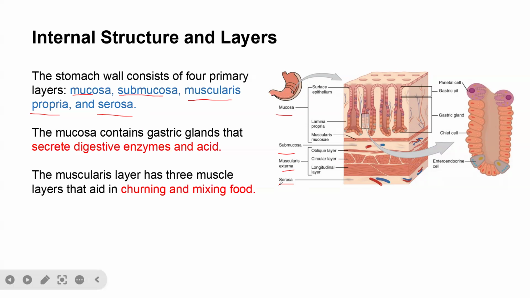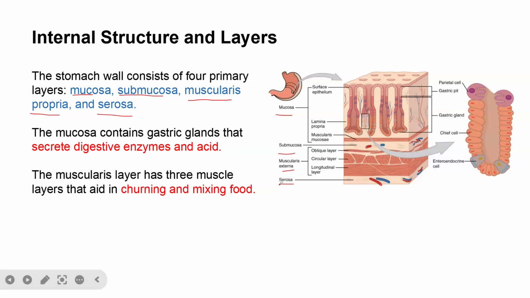layers of the stomach. And as for the importance of the layers, the mucosa contains gastric glands. These gastric glands in the mucosa secrete digestive enzymes and acids. Digestive enzymes in the stomach include renin and pepsin. And of course, the acid is HCl.